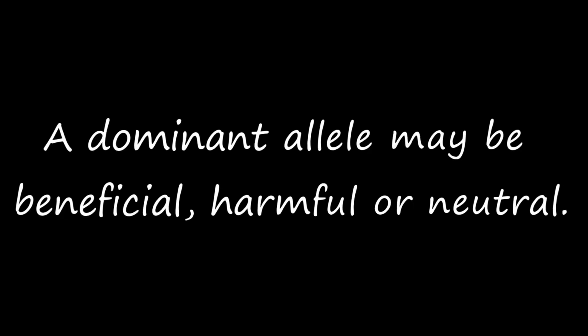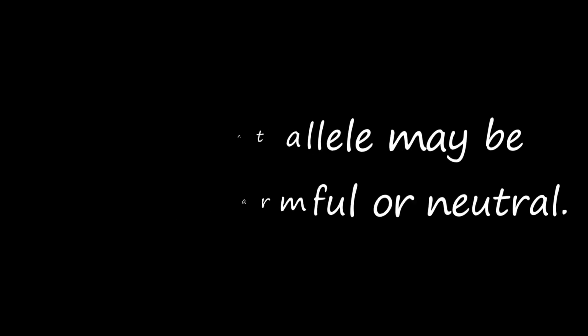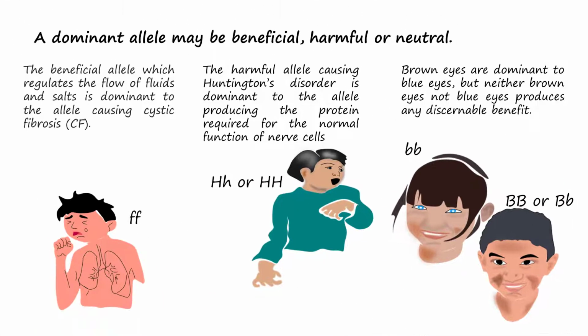A dominant allele may be beneficial, harmful, or neutral, as seen in the following examples. The beneficial allele, which regulates the flow of fluids and salts, is dominant to the allele causing cystic fibrosis, which cannot control fluid and causes damage to the lungs and other organs. The harmful allele causing Huntington's disorder is dominant to the allele producing the protein required for the normal function of nerve cells. And while brown eyes are dominant to blue eyes, neither brown nor blue eyes produce any discernible benefit or harm.